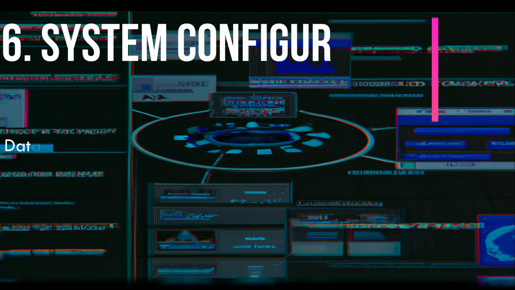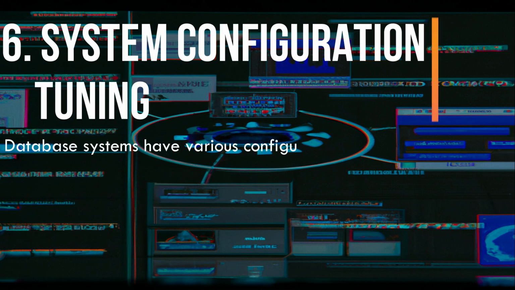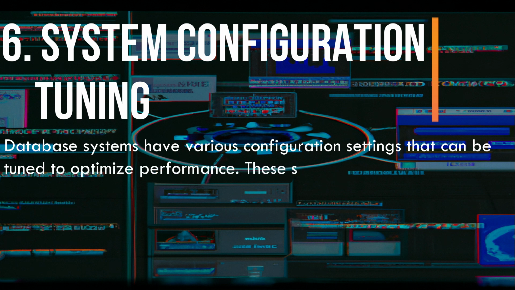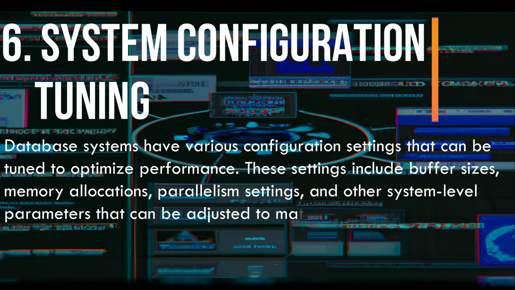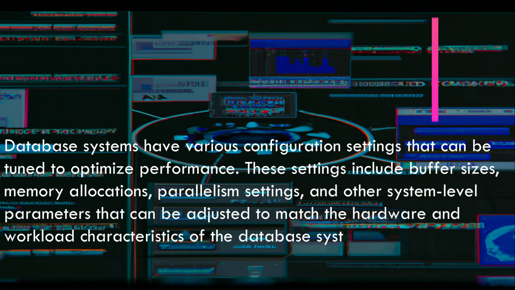6. System configuration tuning. Database systems have various configuration settings that can be tuned to optimize performance. These settings include buffer sizes, memory allocations, parallelism settings, and other system-level parameters that can be adjusted to match the hardware and workload characteristics of the database system.